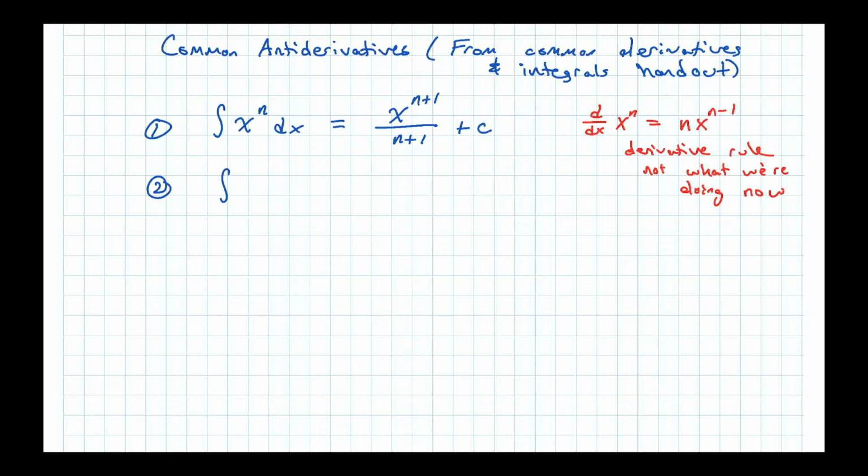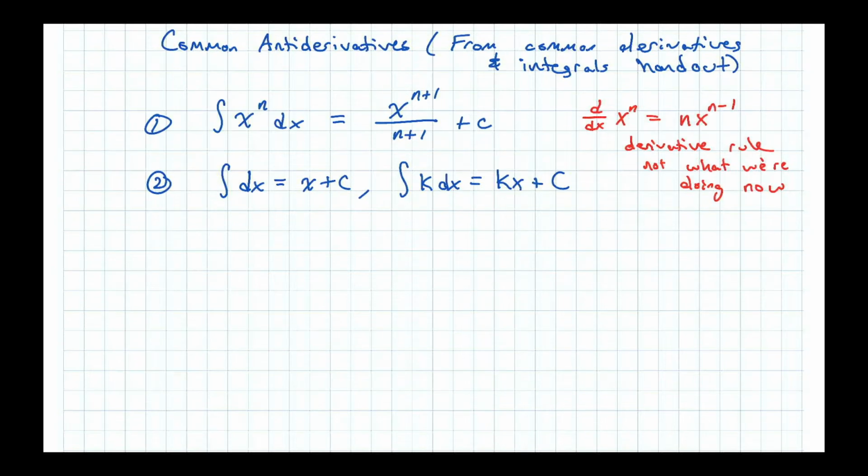Normally we don't make a big deal about this, but if you are integrating just a constant, I'll write it a couple of different ways. If you have an integral of dx, that's just going to be x. In general, if you have an integral of a constant k dx, then your result is going to be kx plus c. So those are easy as well.